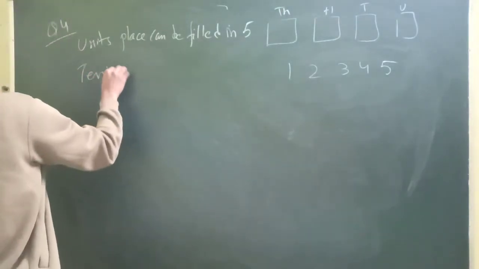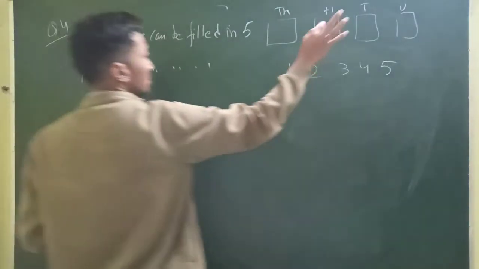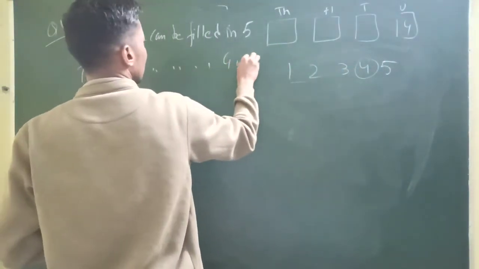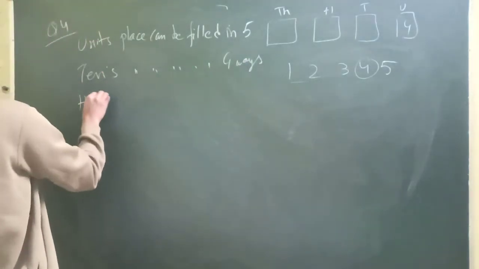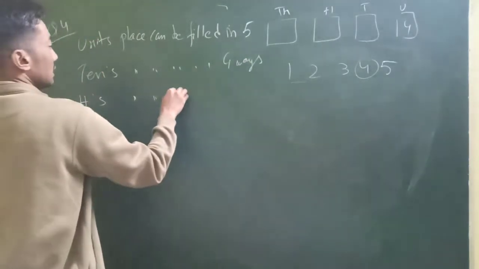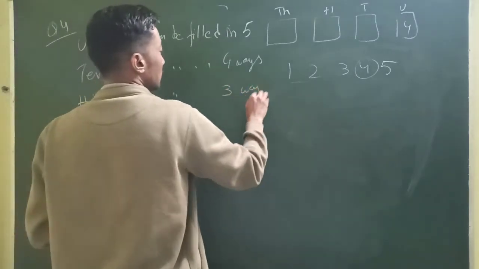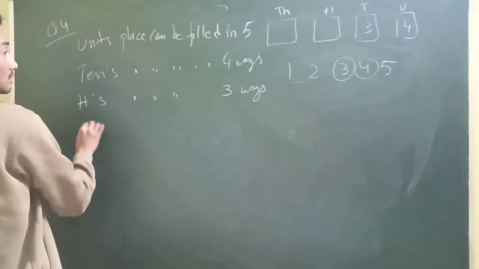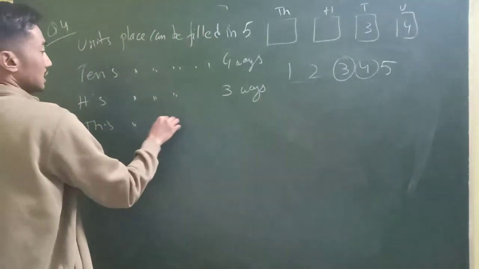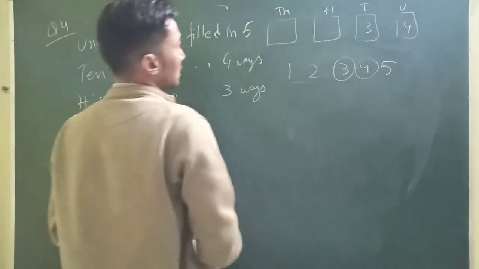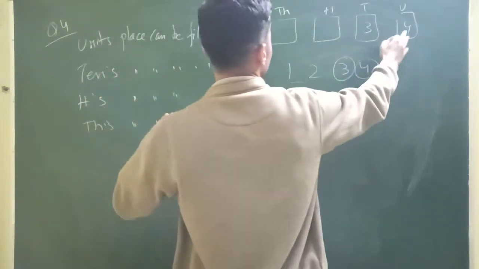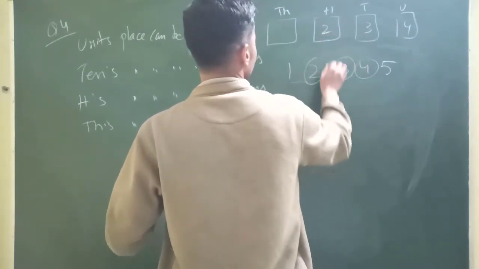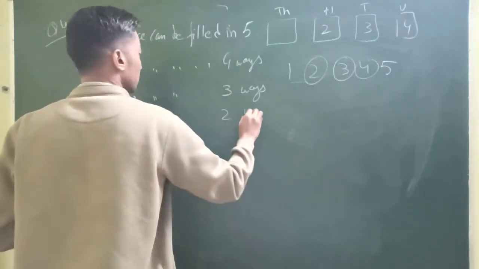Tens place. Let's say I've used one number, let's say 4. So tens place can be filled in now 4 ways. Similarly, hundreds place can be filled in how many ways now? 3 ways. Let's say I've used 3. Thousands place can be filled in how many ways now? I've used 4, 3, and let's say 2 for the hundreds place. This is also used, so I have only 2 options, that can be done in 2 ways.